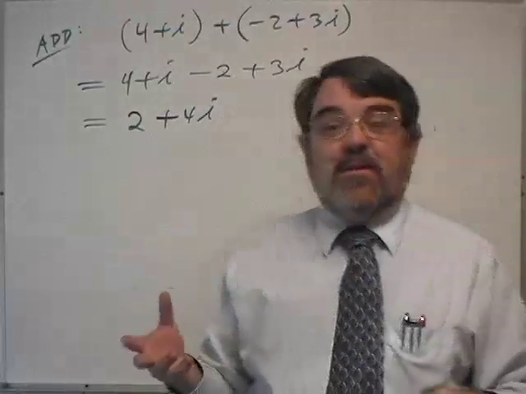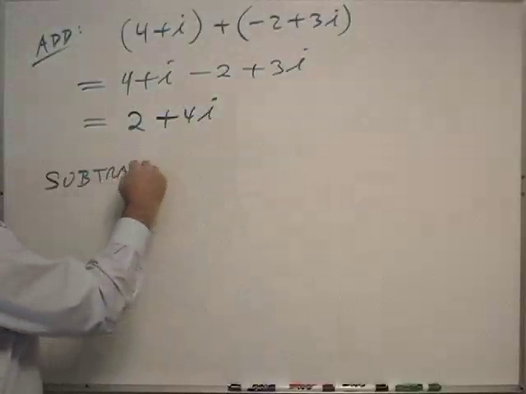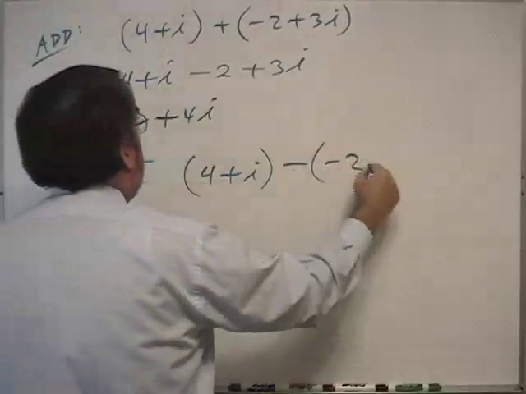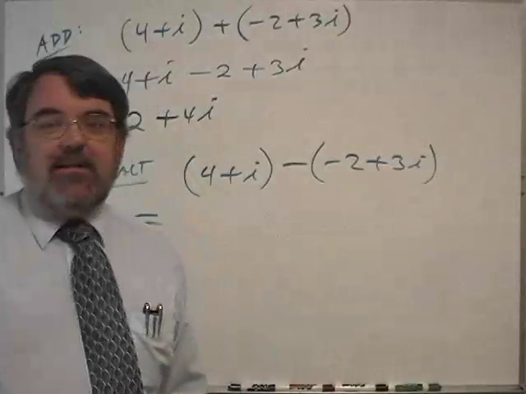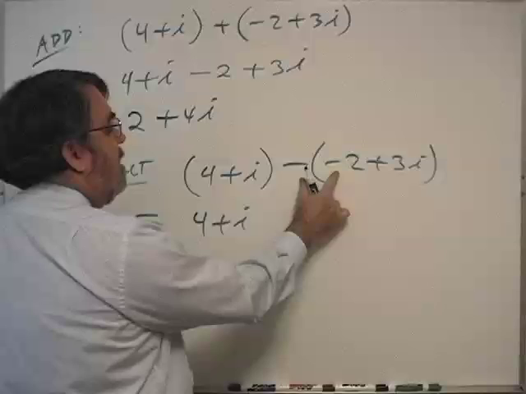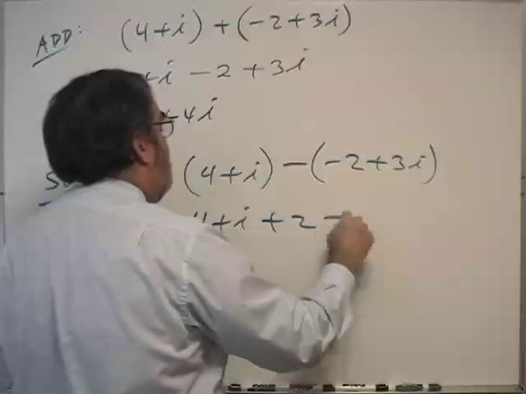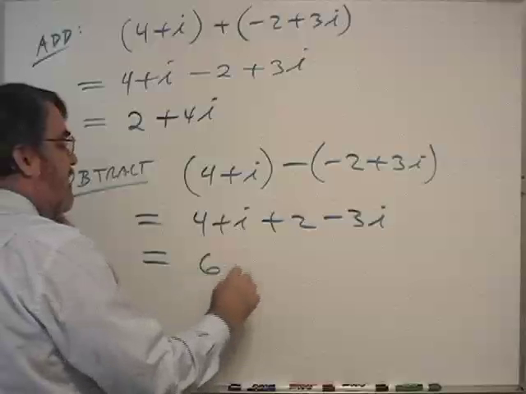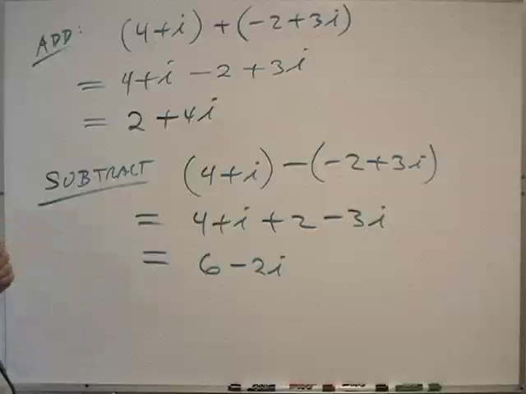Now let's go ahead and take these two numbers and subtract them. So we'll subtract, and it's going to be 4 plus i minus negative 2 plus 3i. So it's the same idea. We're combining like terms here. I'll remove the parentheses, 4 plus i, and then the negatives change here, so it's a plus 2 and a minus 3i, and then we get 6 minus 2i. So there we go.